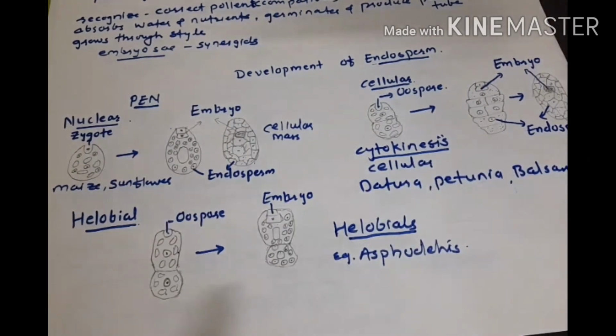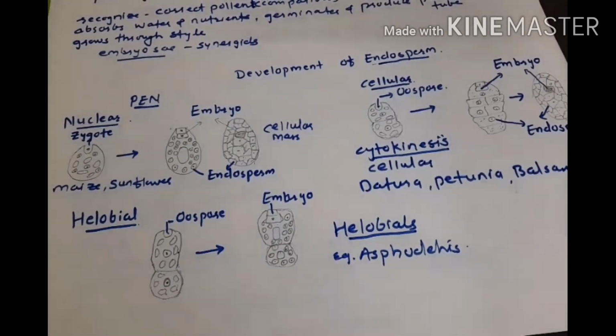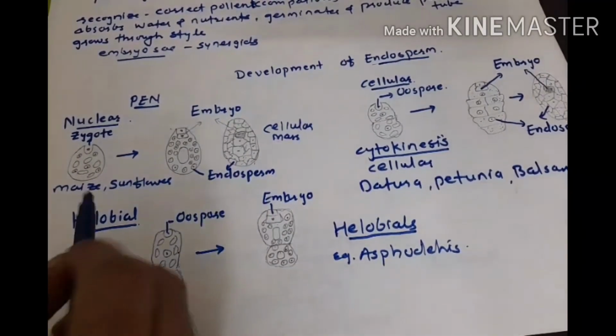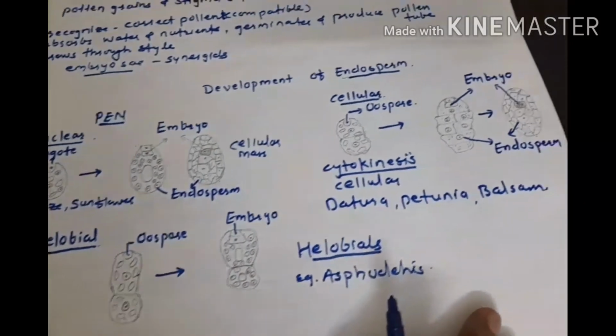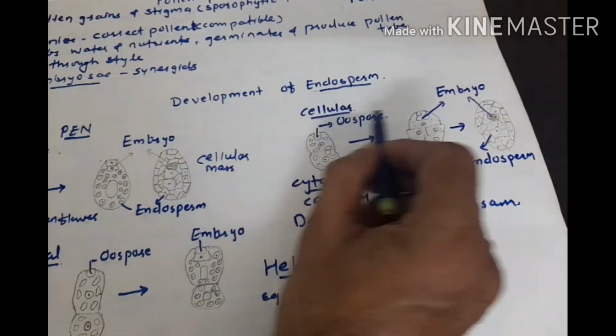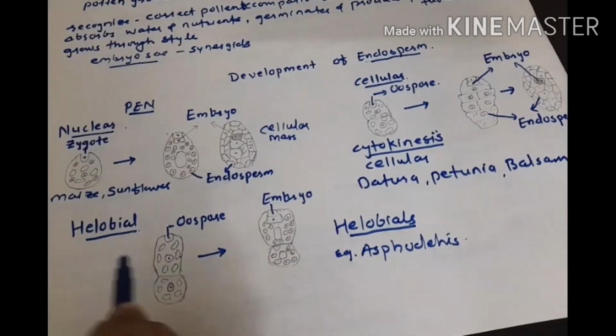In this way, that's all about the development of endosperm. In short, once again, depending on the mode of endosperm development, three types of endosperms are there. Nuclear endosperm, these are the diagrams. Then cellular endosperm. Then the last one we discussed, helobial endosperm. Got it? Okay.